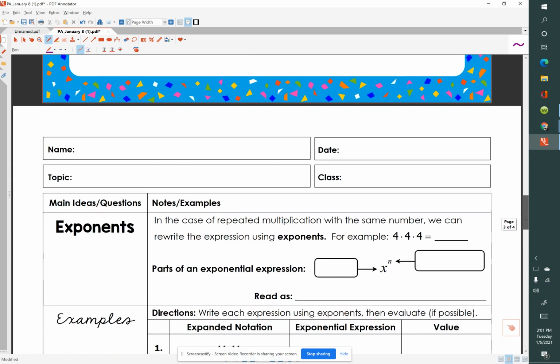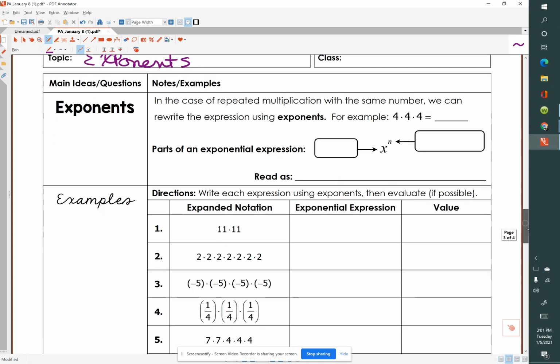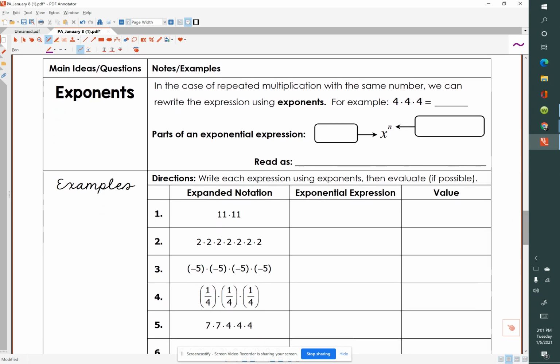So let's get started with this big lesson on exponents. And I hope you all have your notes ready. So some of this is review, okay? But review is always a good thing. So in the case of repeated multiplication with the same number, okay, I've said this to you over and over, an exponent is repeated multiplication.